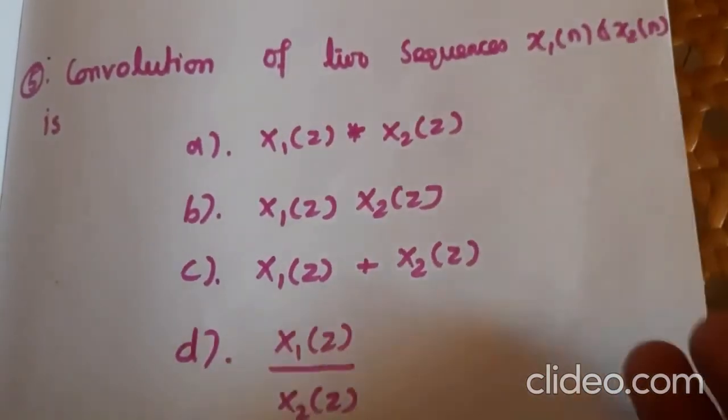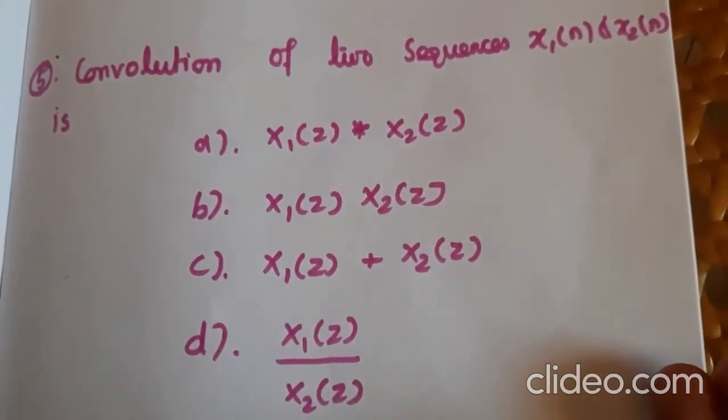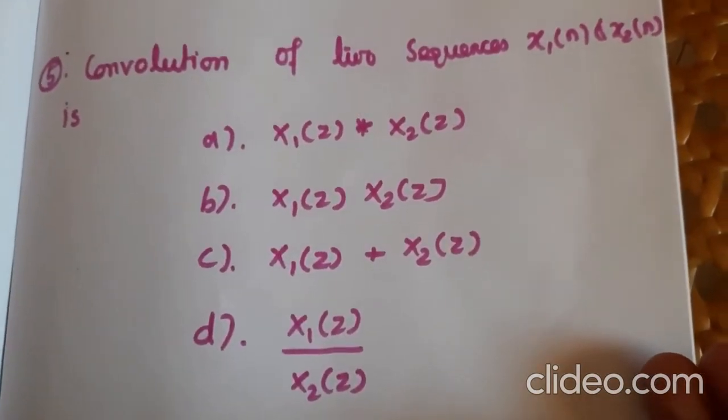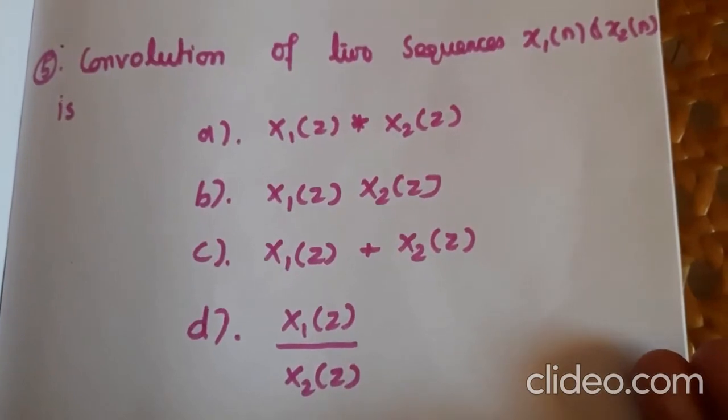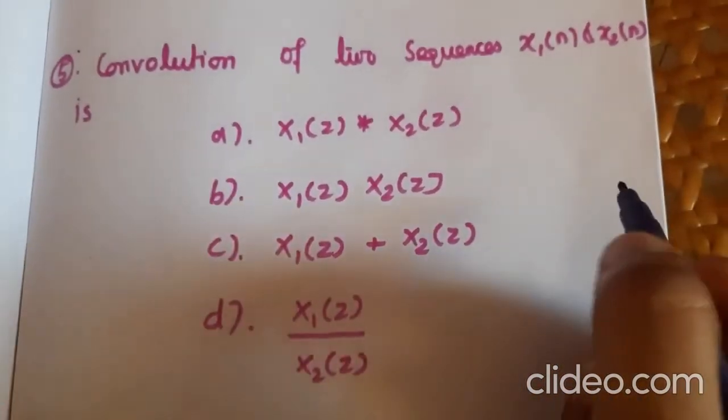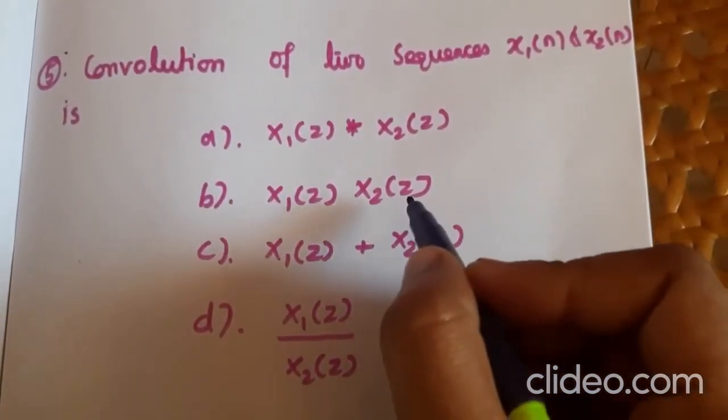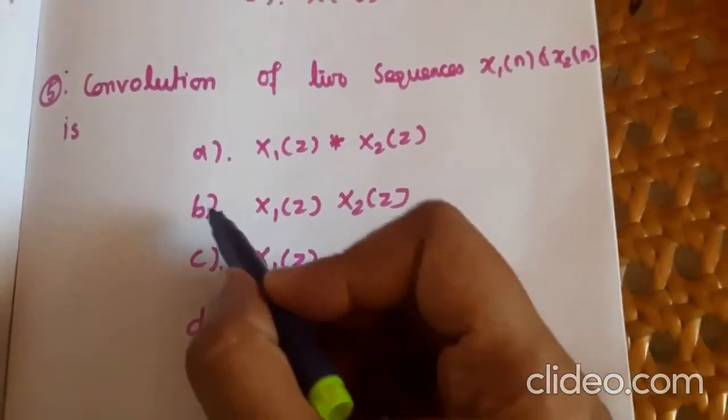Next question, convolution of two sequences x1 of n and x2 of n. Convolution of two sequences is equal to multiplication in the z domain. So here the answer is x1 of z into x2 of z. B is the answer.